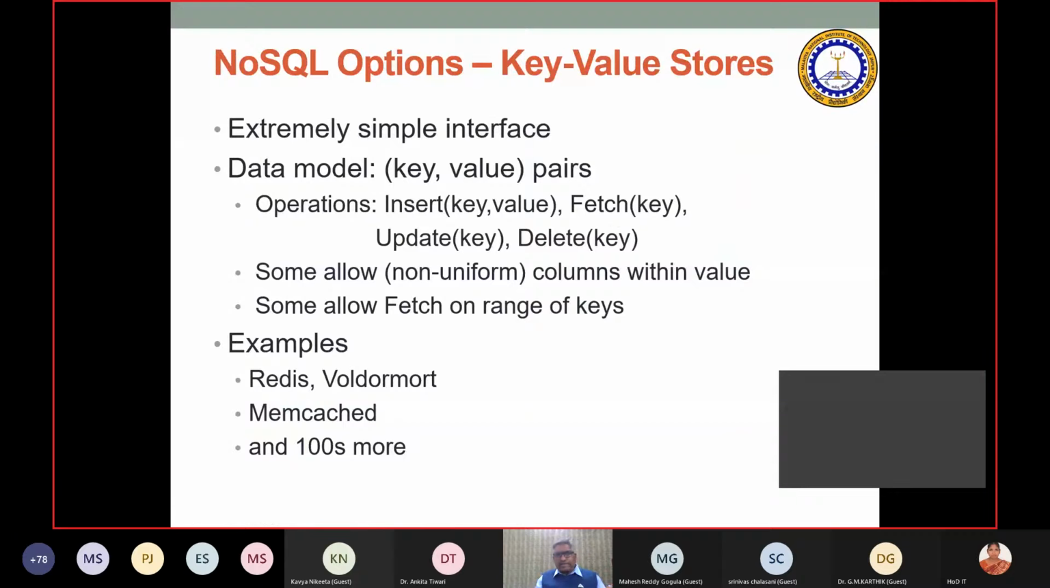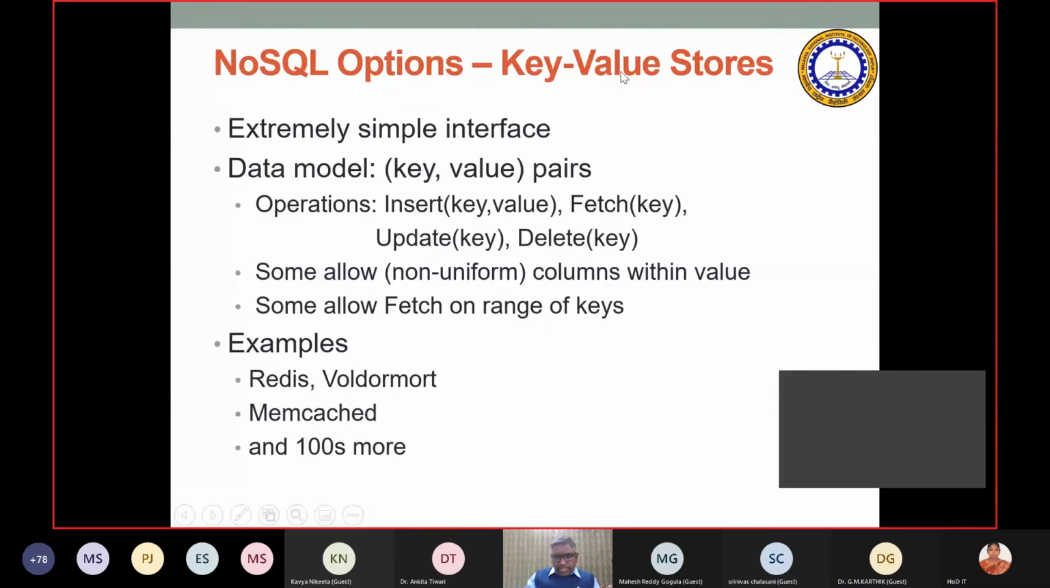Now, based on this, we have different NoSQL options. The first one is key value pairs. That is Redis, Voldemort, and Memcached. These are extremely simple, basically a key value pair. Initially, this was the default option in HDFS or Hadoop systems. There are a variety of operations like insert, fetch, update, delete, and some allow non-uniform columns within a value, and some allow fetch on a range of keys. So a variety of things are there, and these are different examples.